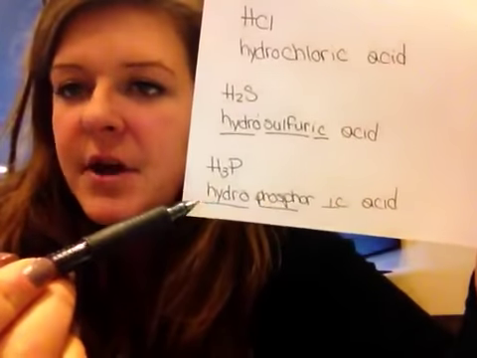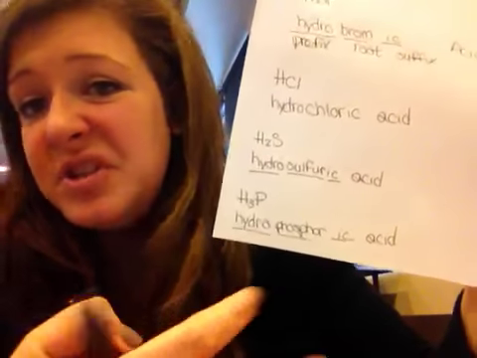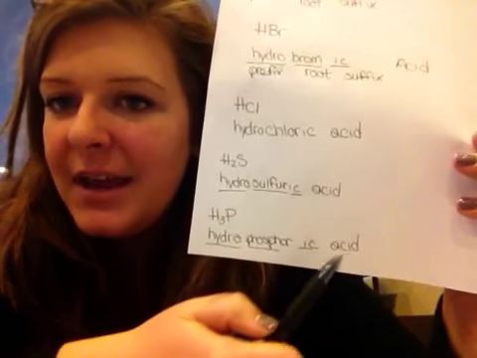If you said that this was hydrophosphoric acid, you were perfect. So it always starts with hydro. Try to find the root for phosphorus, so I'm just going to say phosphor, and then -ic. Hydrophosphoric acid would be H3P. Okay, so that's how we name binary acids, or binary compounds for acids.